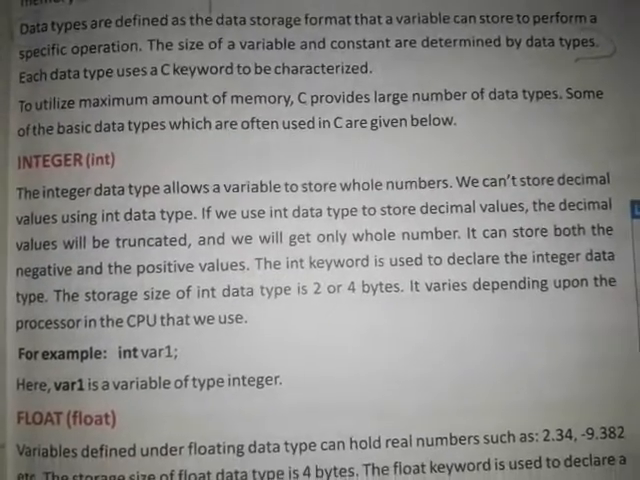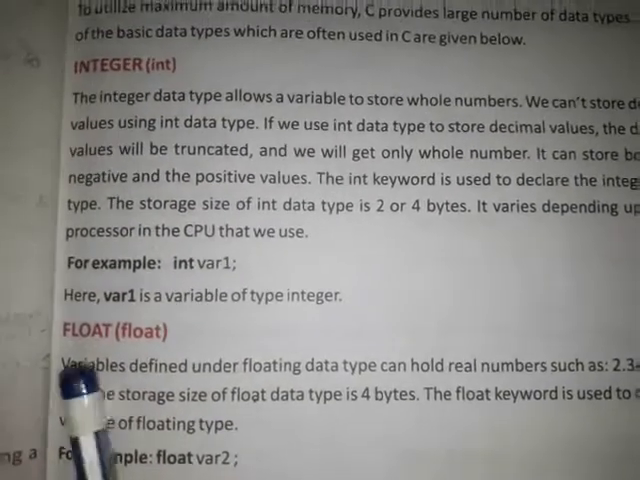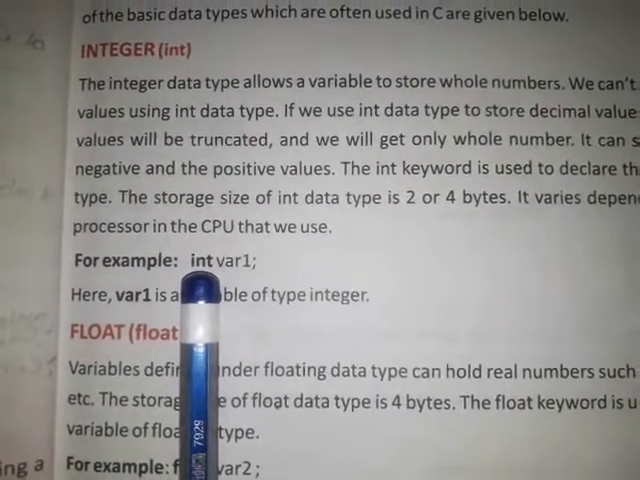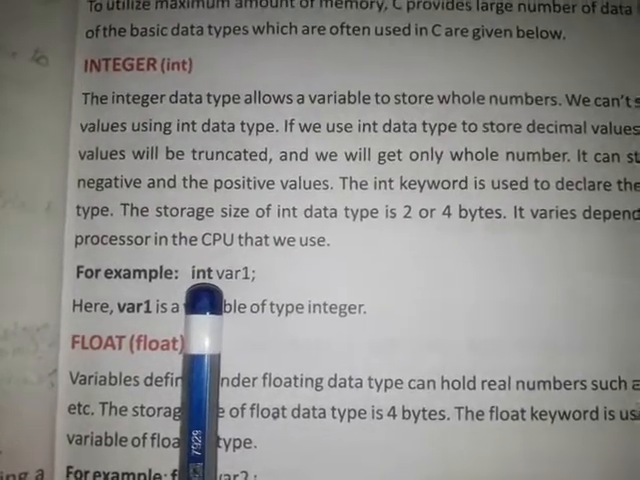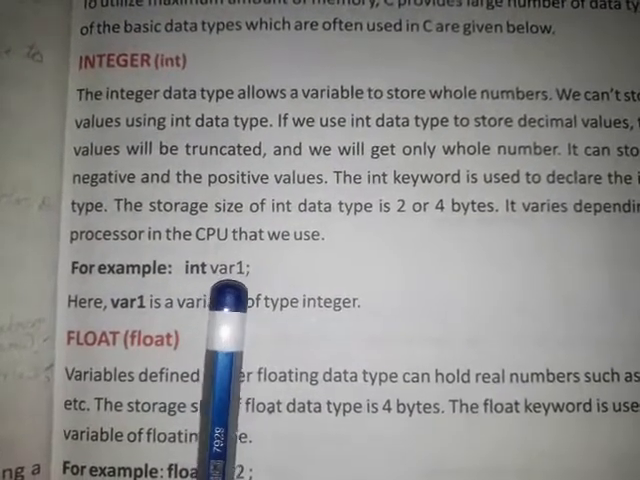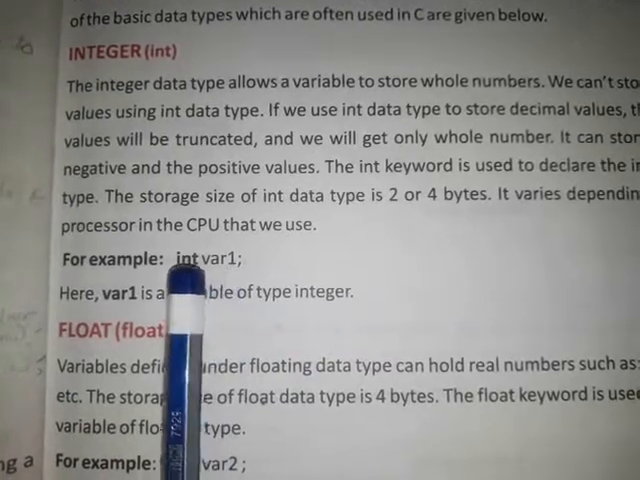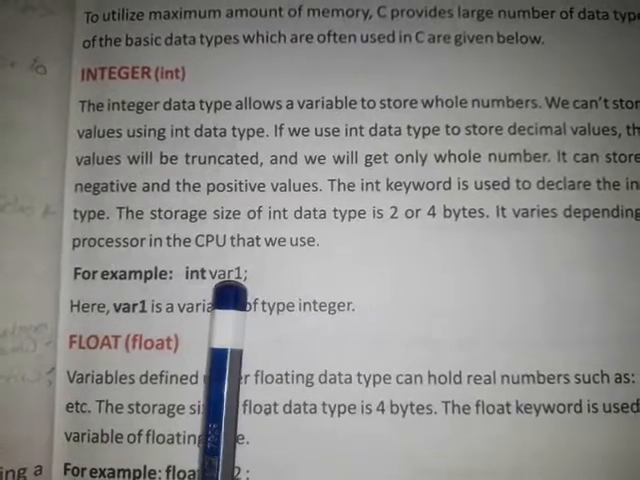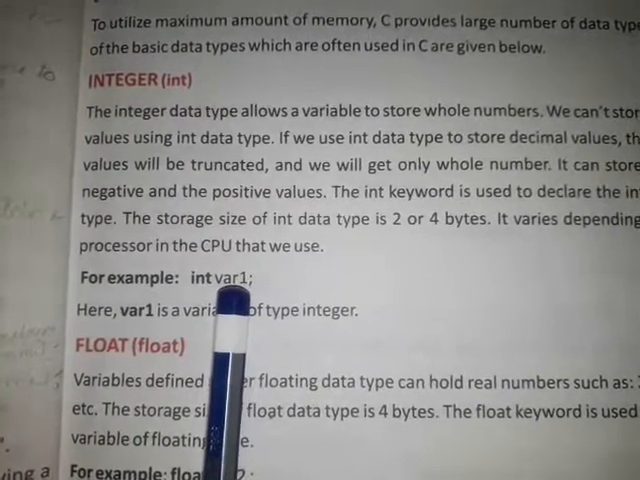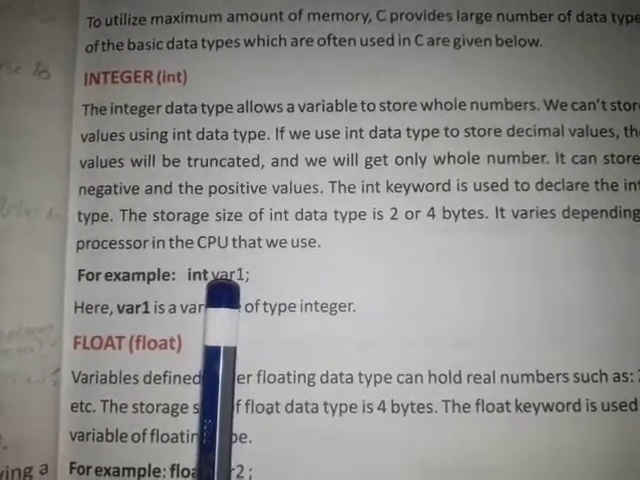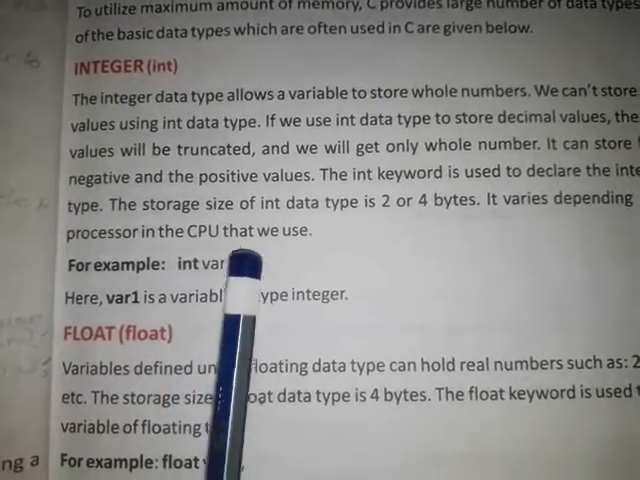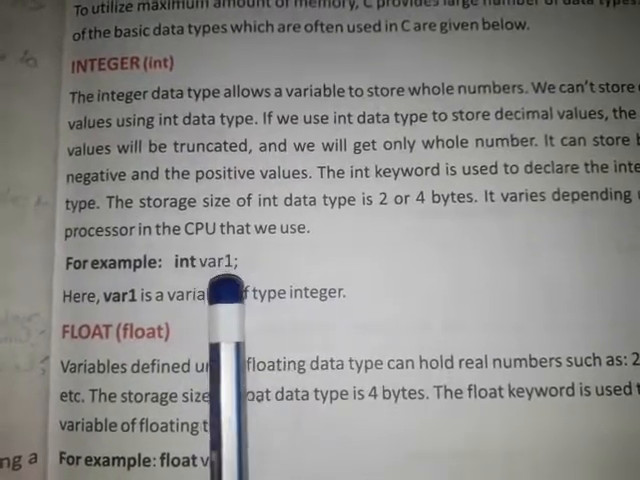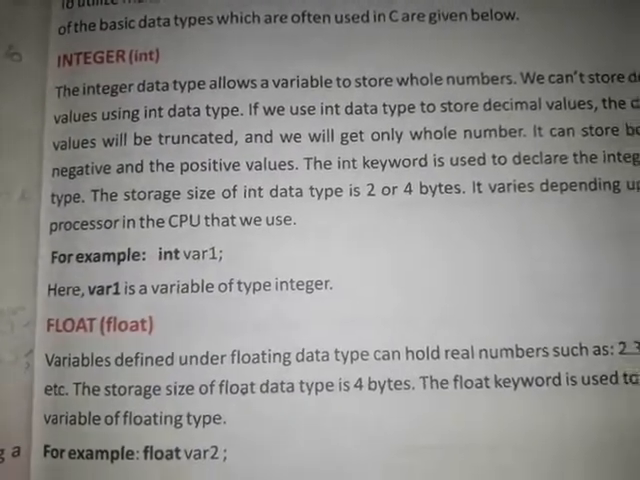For example, here this is the keyword which is written in bold format, which is emphasized. Int var1. Var1 is our variable. So this is the way to declare a variable. Int var1. Here var1 is a variable which is going to store only integer values. This is the type of declaration. Here var1 is a variable of type integer, so its data type is integer.